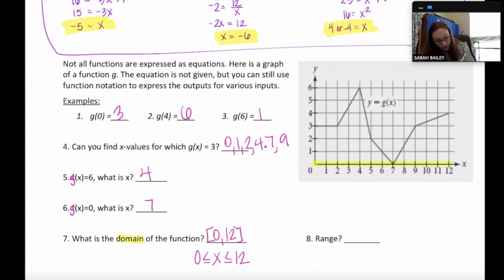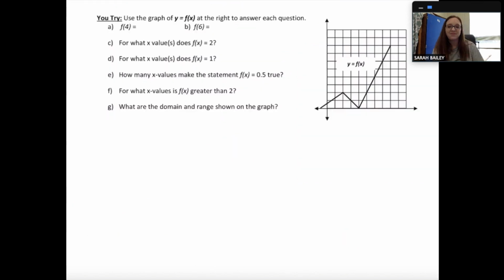Now let's talk about the range. So my range, the bottom, goes all the way down here, and it goes all the way up to, looks like, that 6. So my range would go from 0 to 6, and I do need brackets around that because 0 and 6 are definite points. If I write it using the inequality statement, that says 0 less than or equal to y less than or equal to 6.